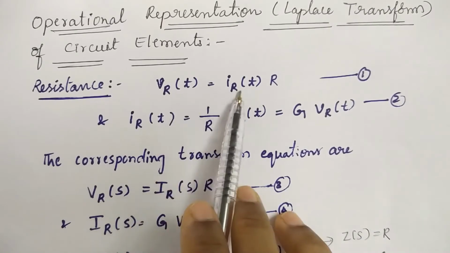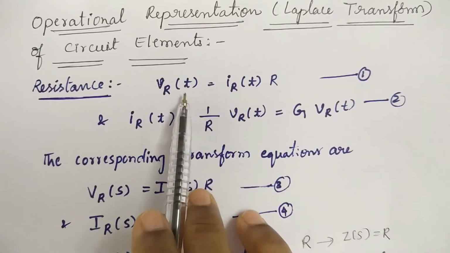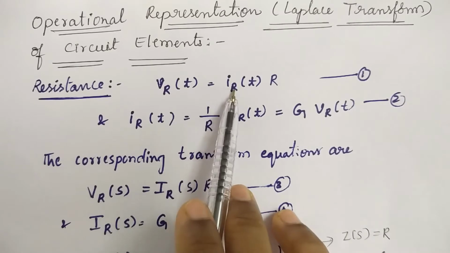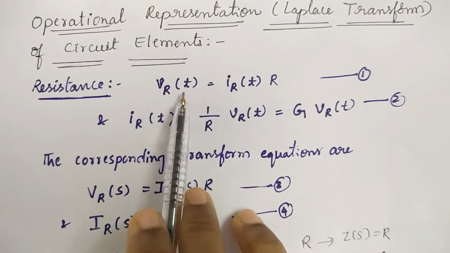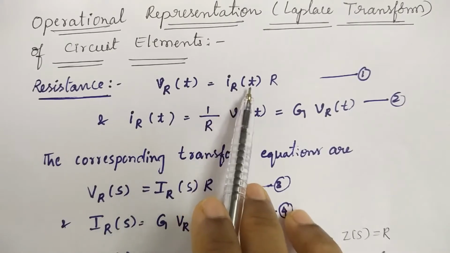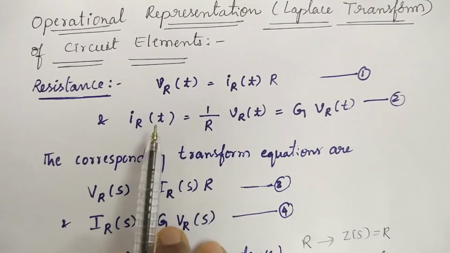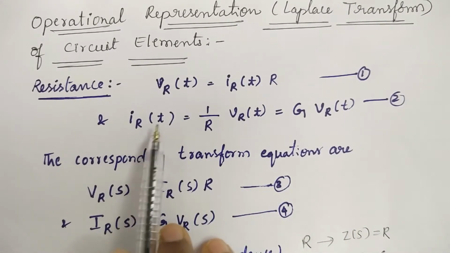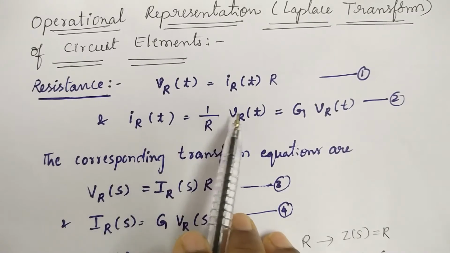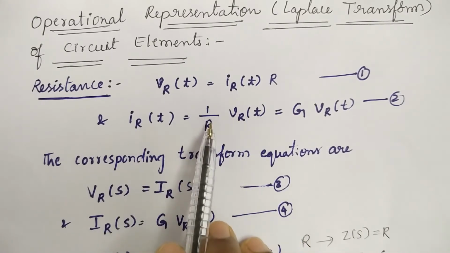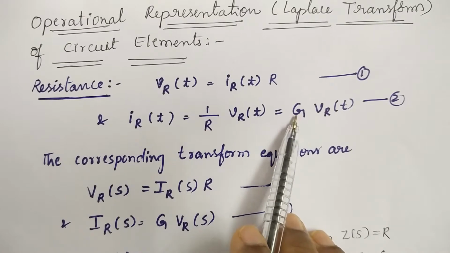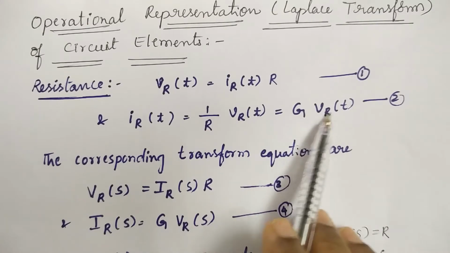According to Ohm's law, V equals I R. We have taken voltage and current in the time domain, so VR of t equals IR of t into R. From this equation we can also write the relation for the current: IR of t equals 1 by R into VR of t. 1 by R is nothing but the conductance G, so G into VR of t.